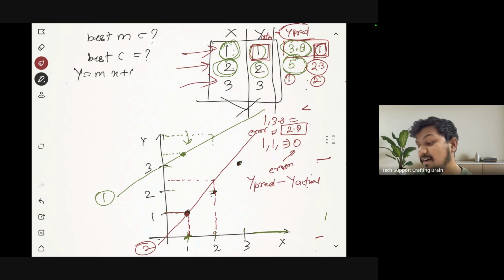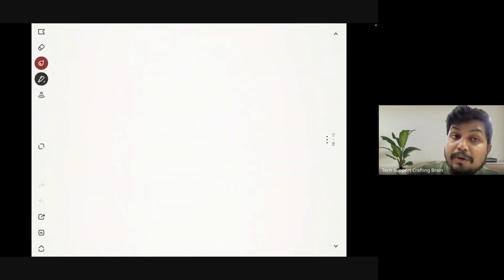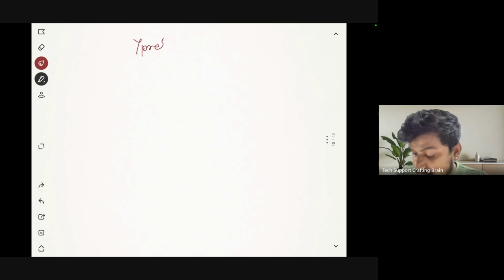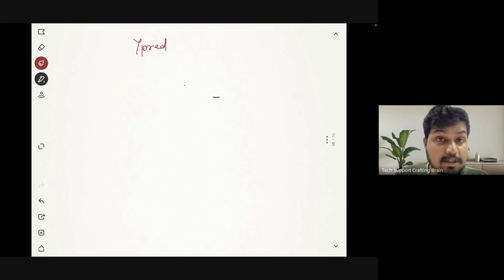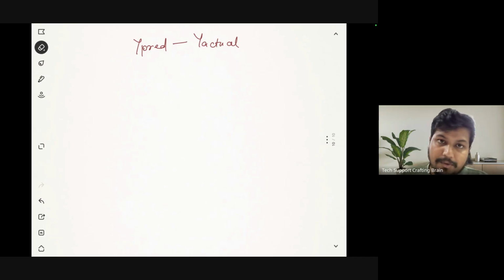So for the error calculation in linear regression, we got a formula, guys. I'm directly jumping to the formula. What is the formula? Y prediction, that is our predicted data, minus y actual data. Y prediction minus y actual data. And that we have to do for all the data points.